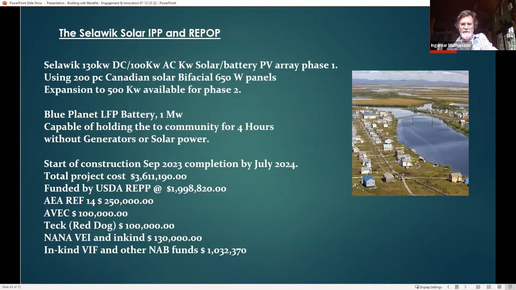And this one is starting up for 2024. It's an ambitious project to build a very large solar array for the Selawik operation and also REPOP that I will talk about here in a minute. Next one.